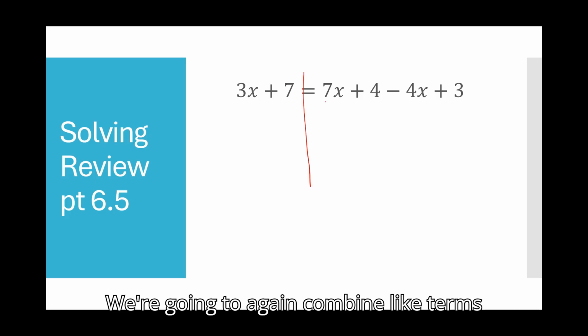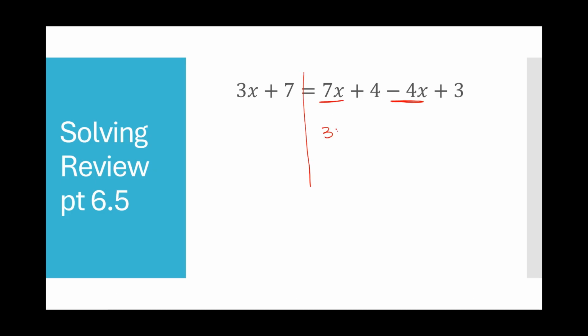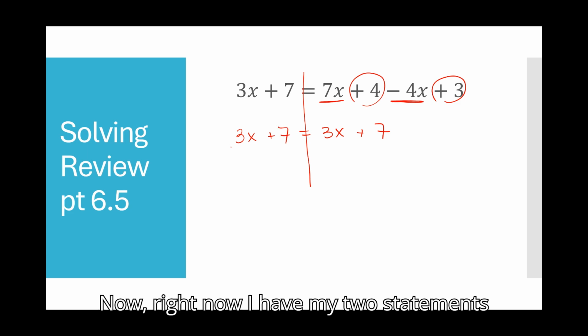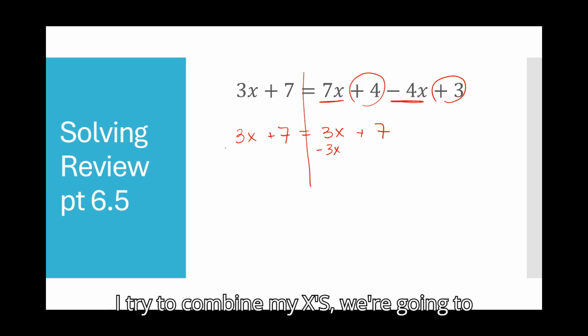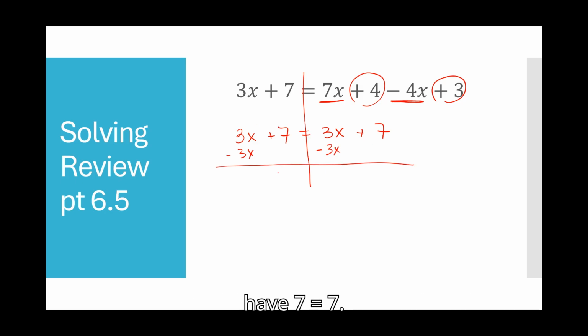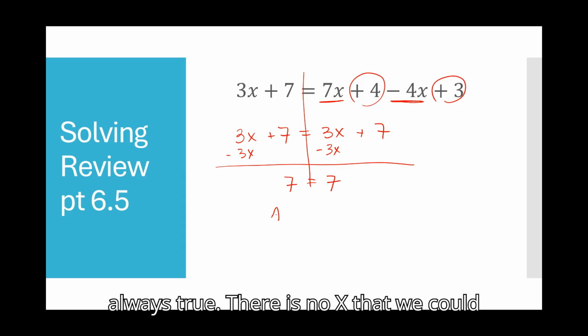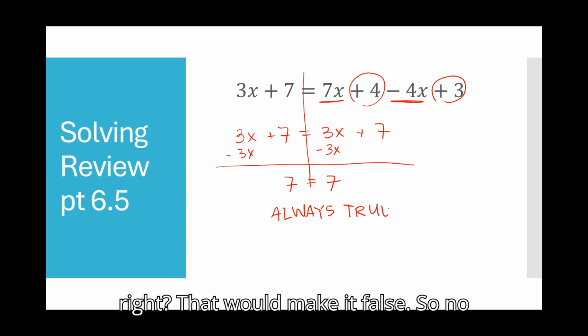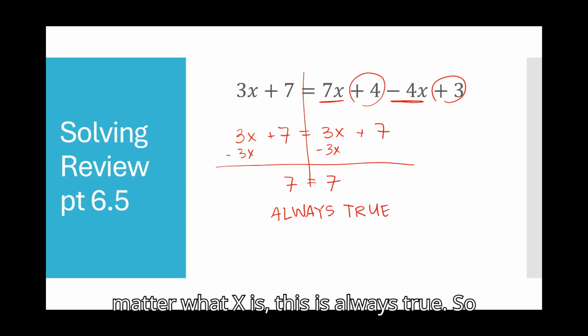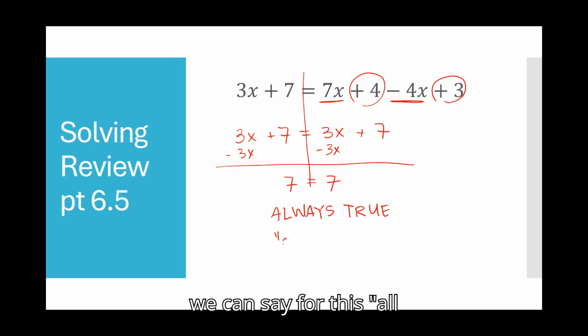Now, similar equations, slightly different. We're going to, again, combine like terms. Plus 4 plus 3. And you can see what changed. Now I have my two statements exactly equal to each other. Even if I try to combine my x's, we're going to have 7 equals 7. When is that true? This is always true. There is no x that we could put in that would make this false. So no matter what x is, this is always true. So we can say for this, all real solutions.